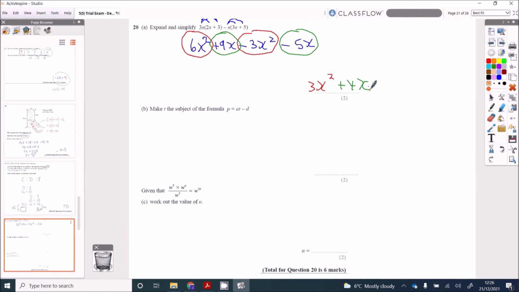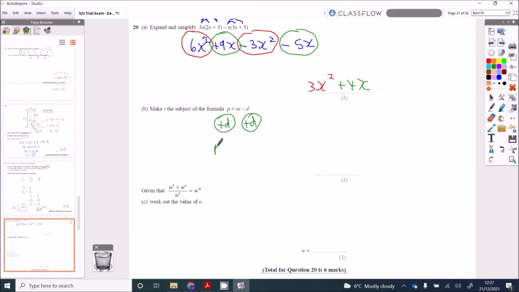Now, for part B, we've got to make t the subject. Now, remember what that means. We want to move from the formula being p equaling something to t equaling something. So we have to undo stuff to end up with t on its own. Now, work your way towards the t. So leave the a alone for now. The a is really attached to the t. It's closest to the t. Sort out, undo the minus d first. How do we undo a minus d? We add d to both sides.